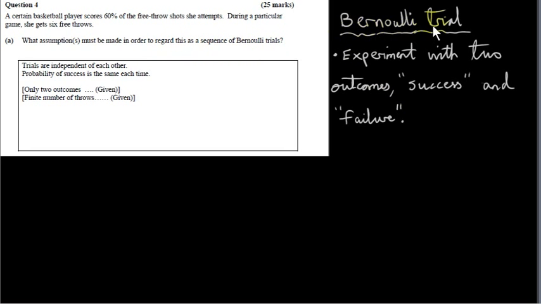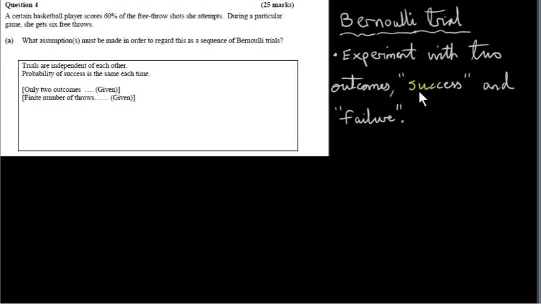First off, what is a Bernoulli trial? A Bernoulli trial is an experiment with just two outcomes. Those two outcomes can be called success and failure. In this example, the outcome which is the success is scoring on a free throw shot, and the outcome that is a failure is missing on a free throw shot.